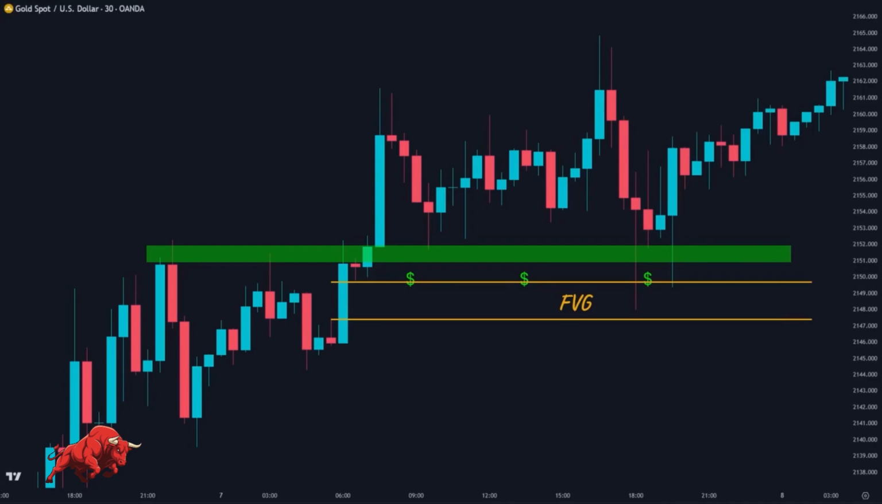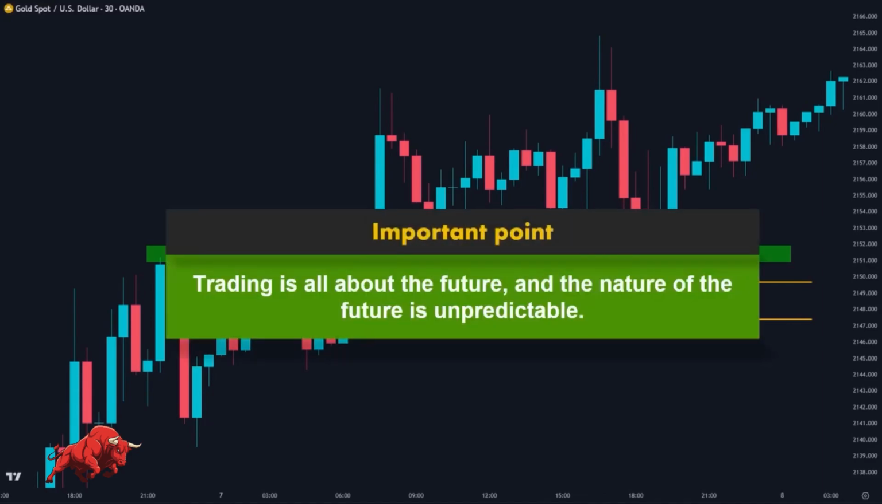But as you trade live in the markets, undoubtedly you will witness many losing and missing trades as well. But this is why it is so important to follow the rules of your trading setup and risk management plan to survive and capitalize on winning opportunities. Remember, trading is all about the future, and the nature of the future is unpredictable.